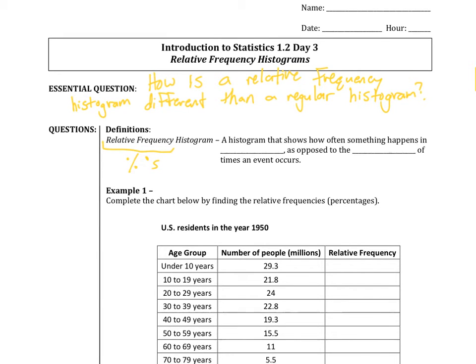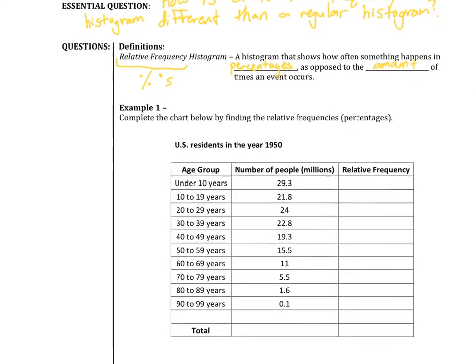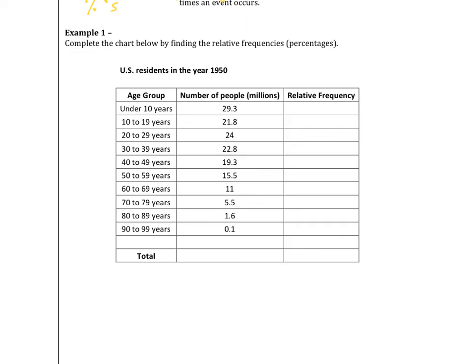So it's a histogram that shows how often something happens in percentages, as opposed to amount. So not how many times does it happen, what percent of time does it happen? We only have a couple examples. So complete the chart below by finding the relative frequencies.